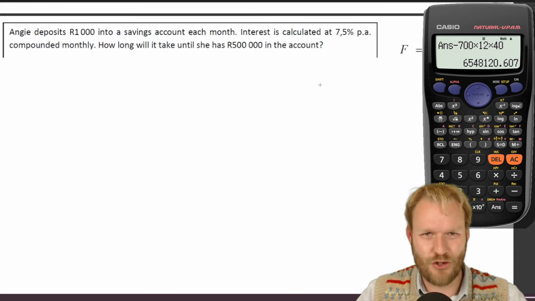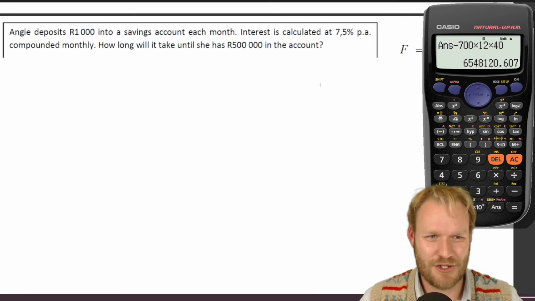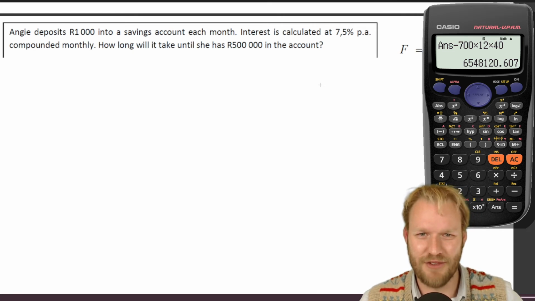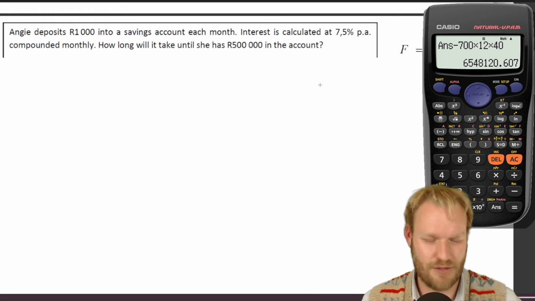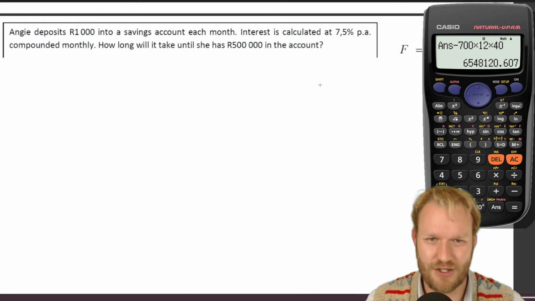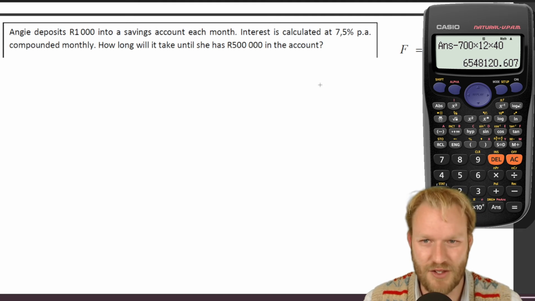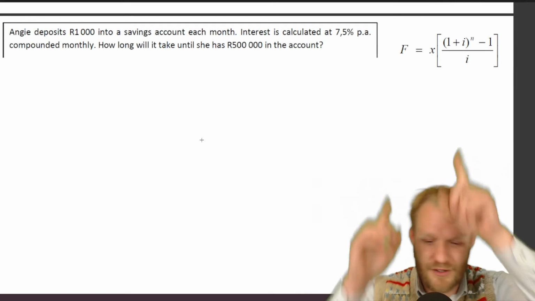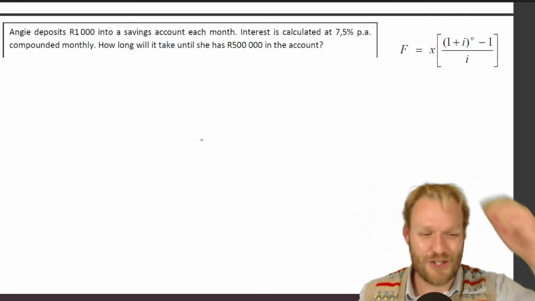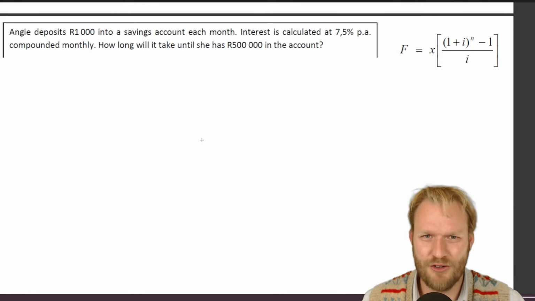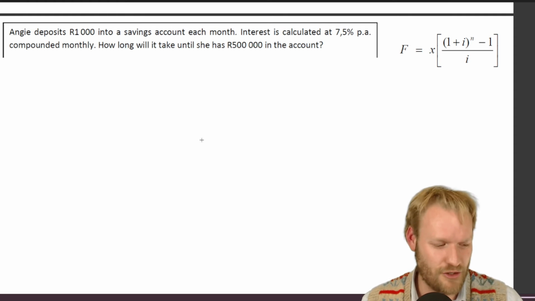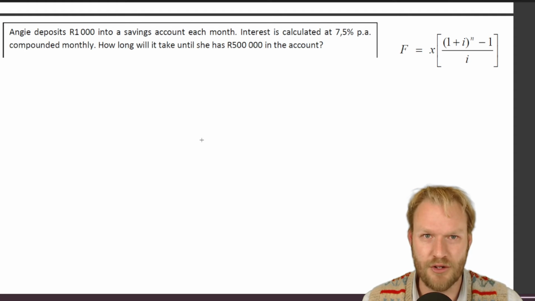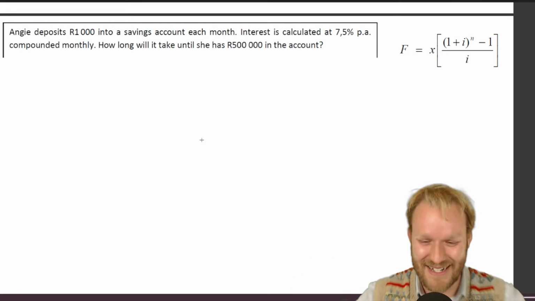So, the story time. Angie deposits 1,000 Rand into a savings account each month. Interest is calculated at 7.5% per annum compounded monthly. How long will it take until she has 500,000 Rand in the account? So maybe just a quick idea. Write down how you think you're going to solve it. Write it down. Quite scary, eh? Okay, so write down your ideas.